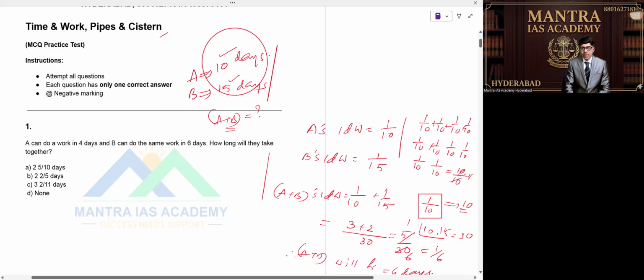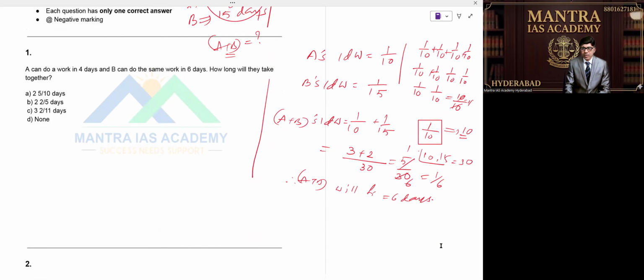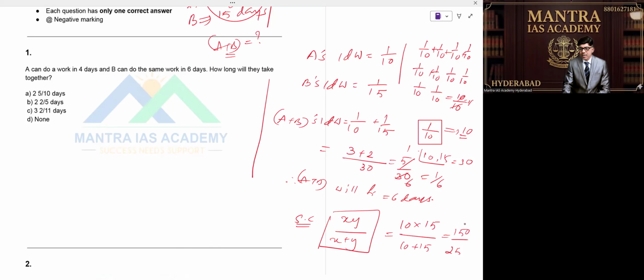Now the shortcut for this type of question is xy by x plus y. Xy by x plus y means what? A takes 10 days, B will do it in 15 days, so that is 10 plus 15. You simply write it as 150 by 25, which is 6. Therefore, if A and B work together, they will finish the work in 6 days. The shortcut is xy by x plus y, my dear. This is a very fantastic point. Xy by x plus y is the shortcut for this one.